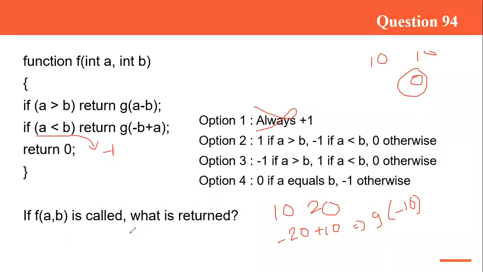Let us check the other one. If I take 20 and 10, what is the answer? Let us try. Now 20 greater than 10. True. We are doing A minus B. 20 minus 10 is 10. It's a positive result. Positive result means 1. So you observe 1 for A greater than B, minus 1 for A less than B, 0 otherwise. Got it? Is it clear?